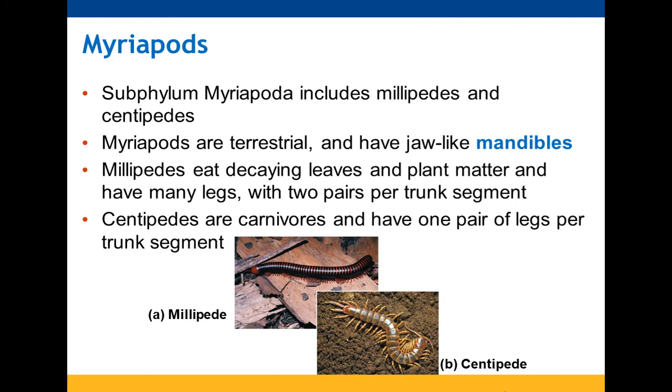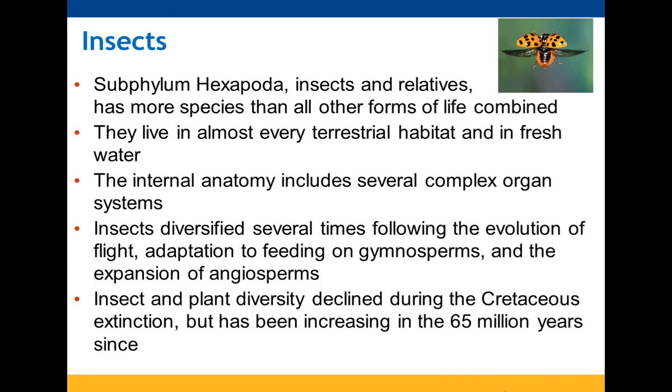Myriapods, millipedes and centipedes, are terrestrial. They have jaw-like mandibles. Millipedes eat decaying leaves and plant matter and have lots of legs, 2 pairs per trunk segment. Centipedes are carnivores and have only 1 pair of legs per trunk segment.